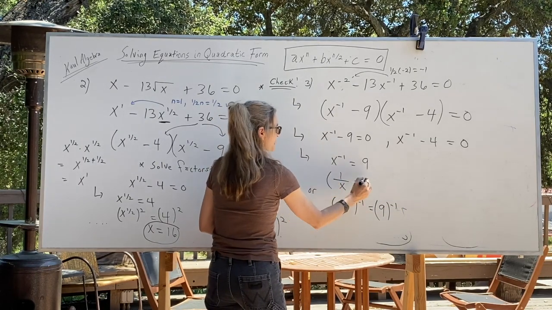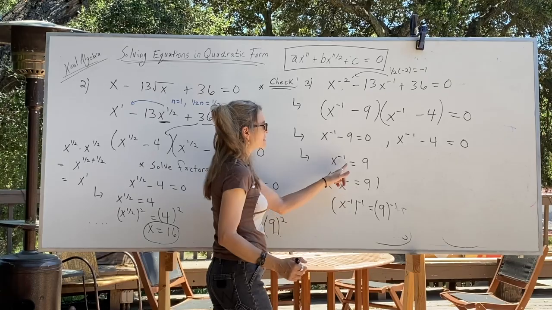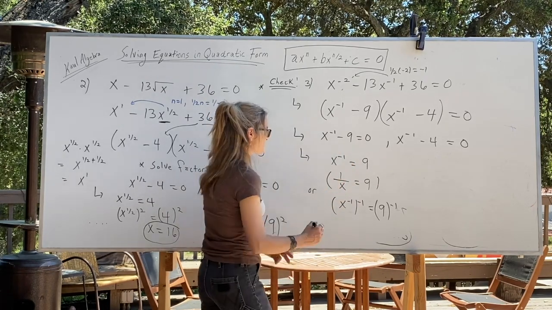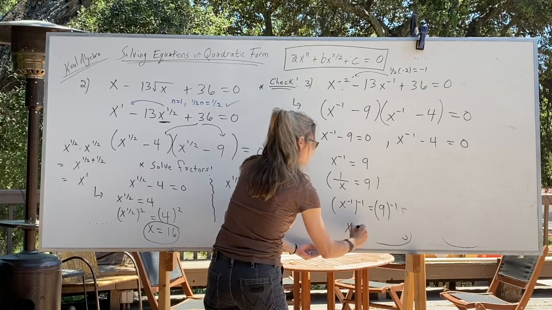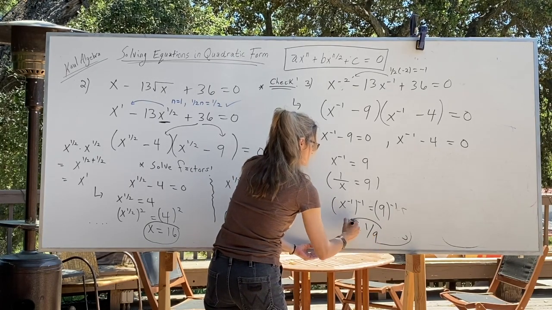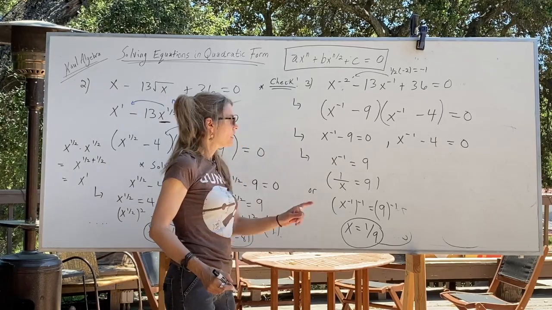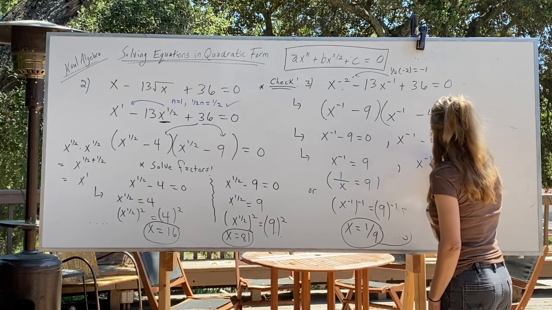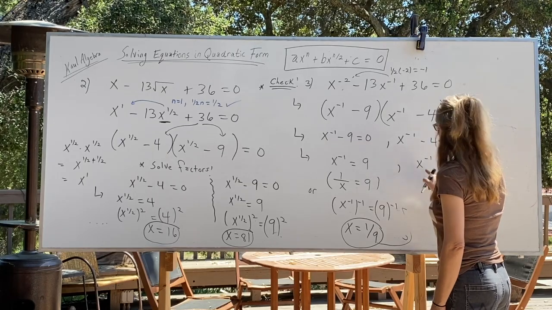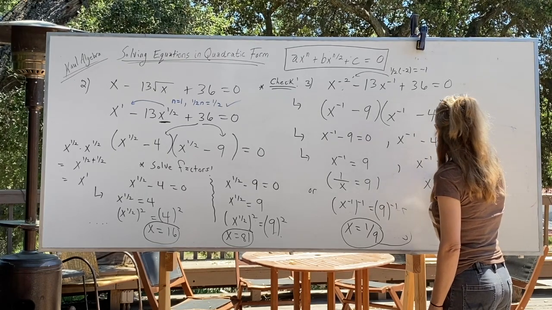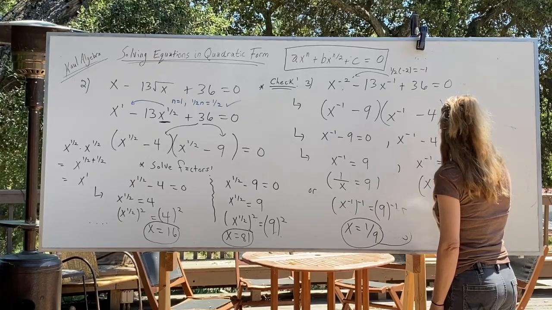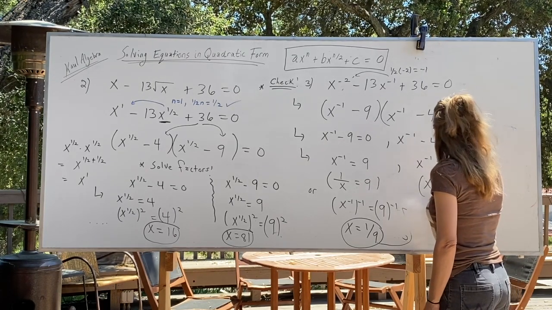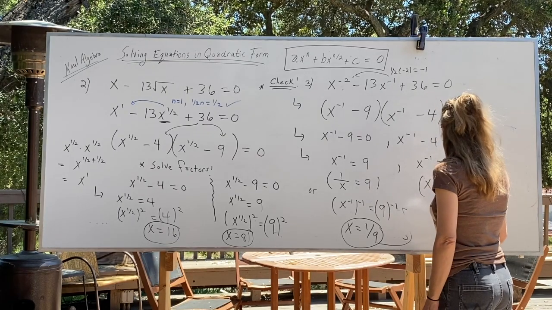So I could do it this way, or I could raise each side to the negative 1 power, because a power to a power, you multiply, and I just get x equals 1/9 as a solution. On this other side here, if I raise both sides to the negative 1 power, I get the solution x equals 1 over 4.